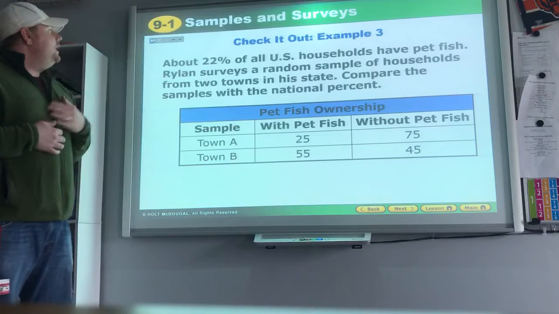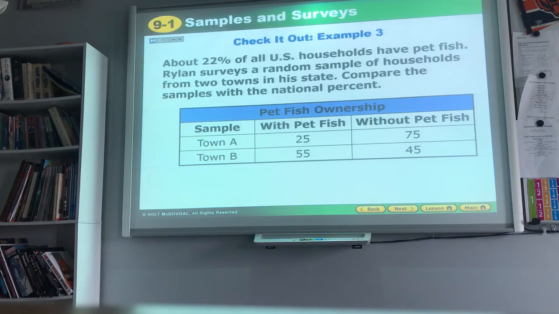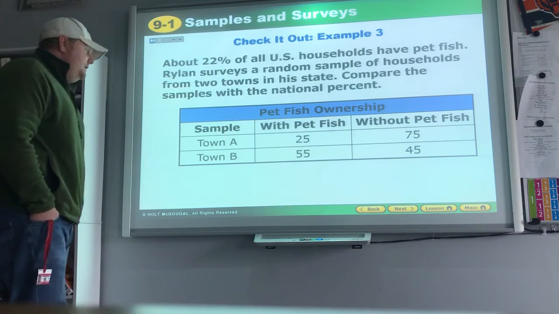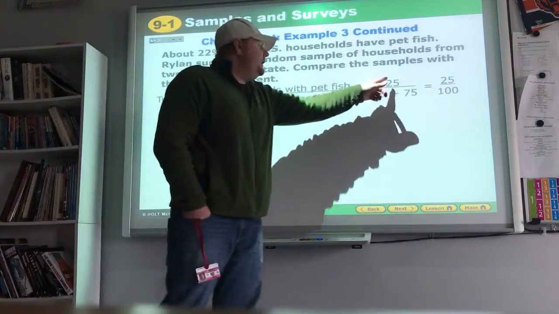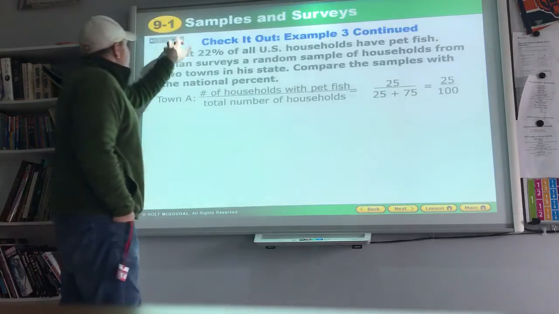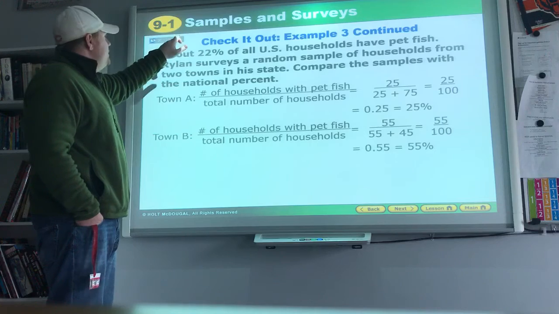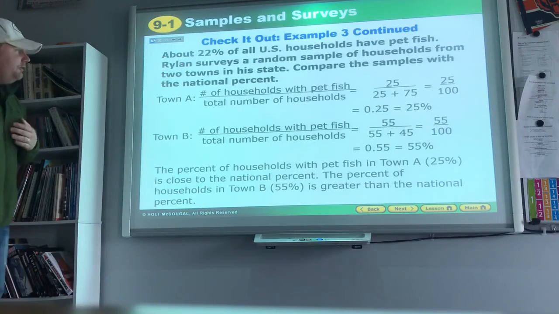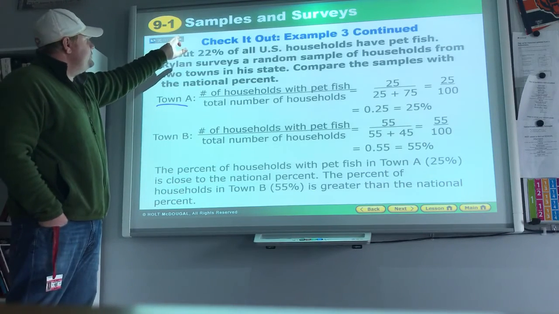All right. About 22% of all U.S. households have pet fish. Ryland surveys a random sample of households from 2 towns in his state. Compare the samples. 25 with pet fish, 75 without. 55 and 45. These numbers are nice because when you put the with versus the total and the without versus the total, you get your percents very easily. And we can see that Town A, again, is more like the national average.